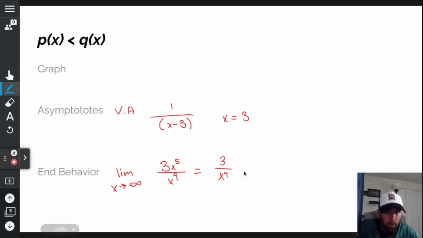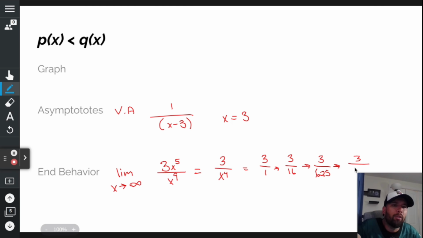As x gets larger, let's just pretend we're testing this out for the first time ever. Let's plug in 1. I get 3. Let's make x bigger. Let's plug in 2. Okay, 2 times 2 times 2 times 2 is 16. That 3 just became point something, something that's near 0. If we were to plug in 5, I now have 3 over 625. That number, 3 over 625, is almost 0. If I plug in 10, I now have 3 over 10,000. This whole number is almost 0.